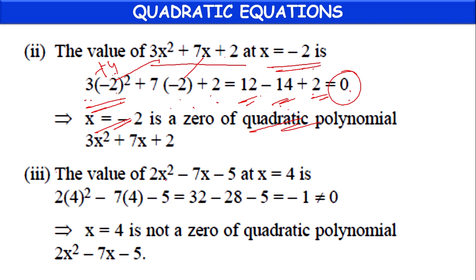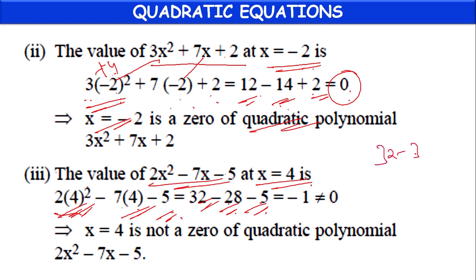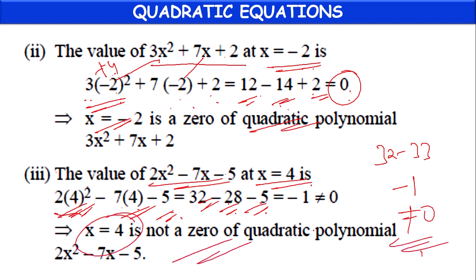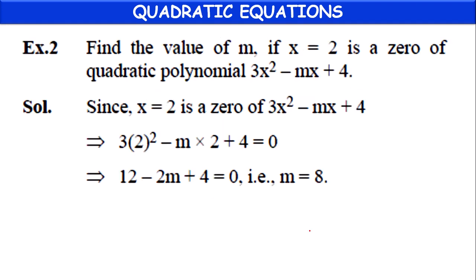Next, another one. Value of this at x equal to 4. Let's substitute 4 here. 2 into 4 square. 7 into 4. Minus 5. 4 square is 16. 16 into 2, 32. 7 into 4, minus 28. Minus 5. Minus 28 minus 5. 32 minus 33, which is equal to minus 1, which is not equal to 0. So this is not a zero of a quadratic polynomial. Like that, we can confirm, children.